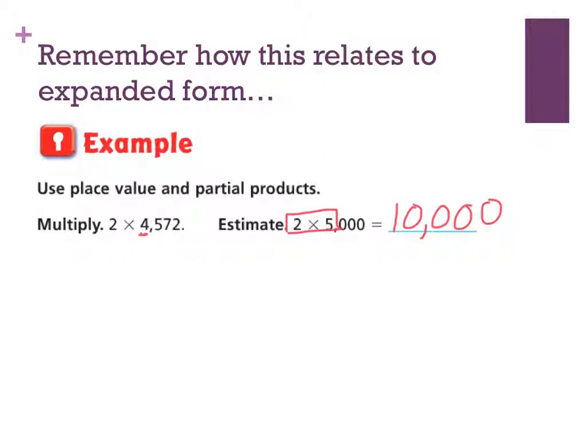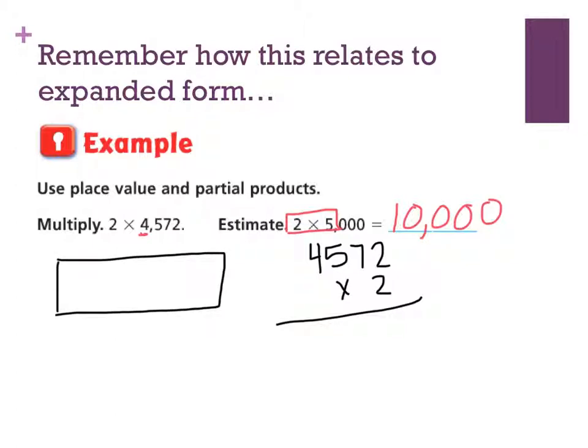To multiply using partial products, I'm going to write the problem vertically. 4,572 times 2. Now, I'm going to draw the box for expanded form just to help me remember the partial products or place values for this number. 4,572. And I'm multiplying all of that times 2.